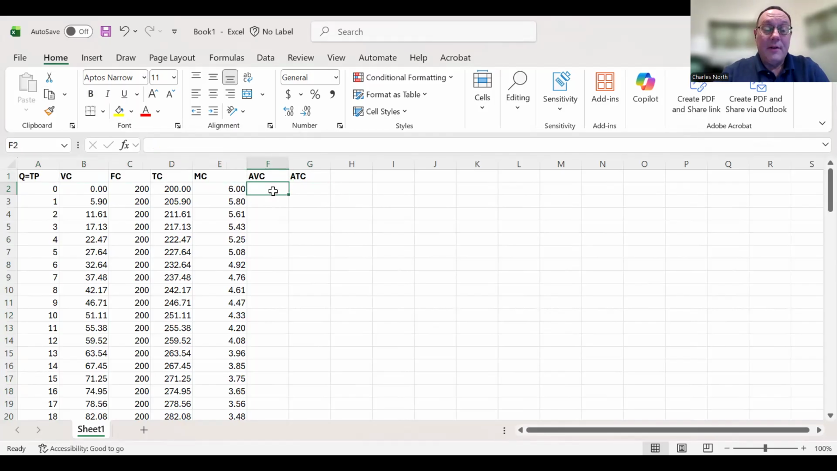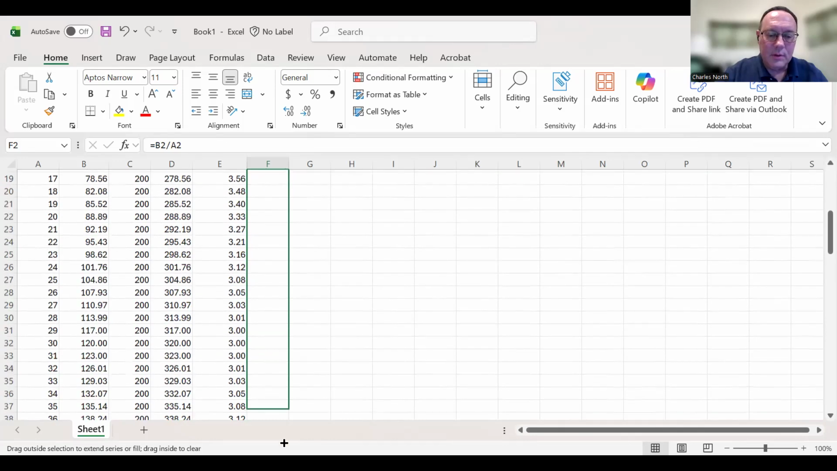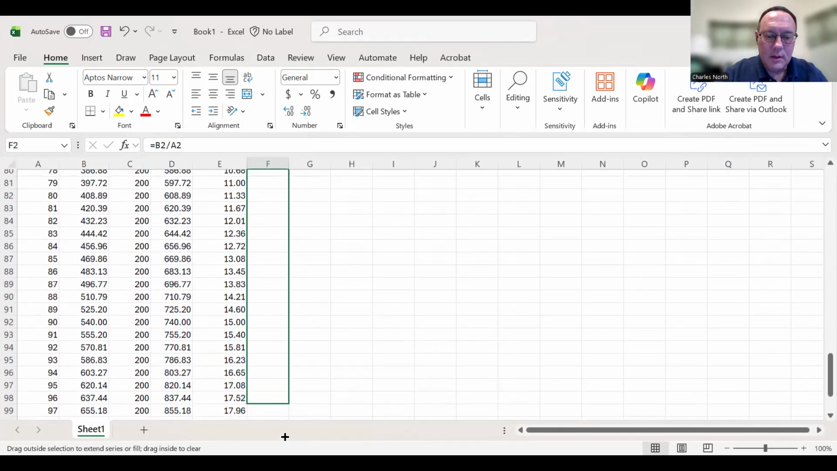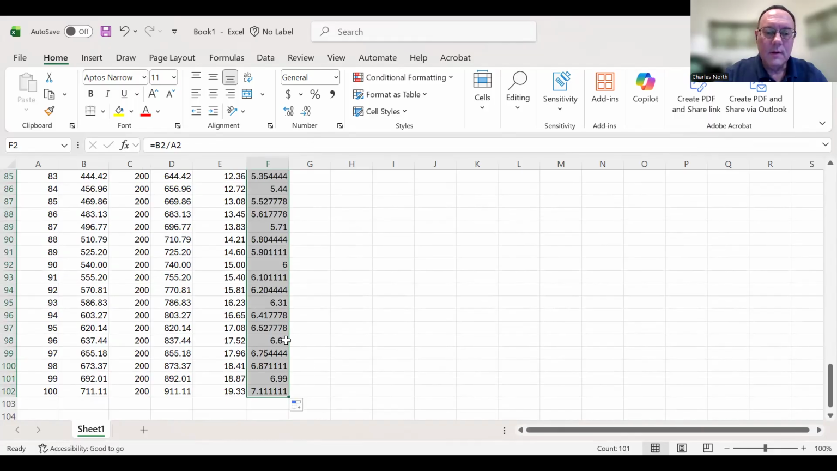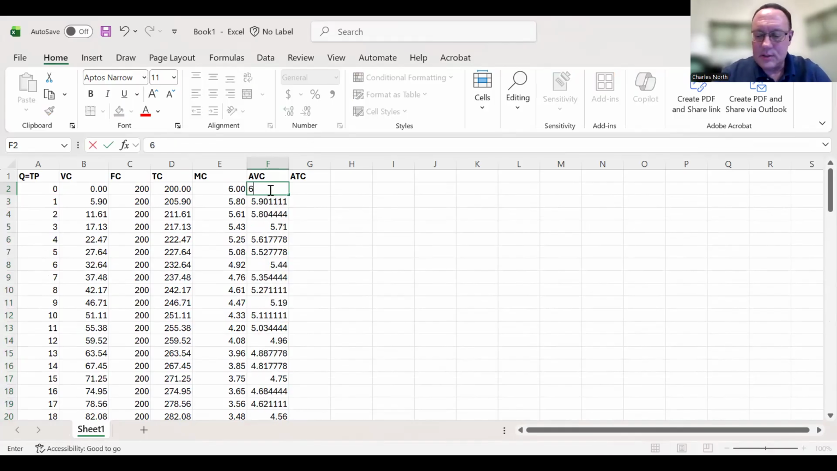For average variable cost, one way to do it is to just take this variable cost measure and divide it by Q. The only problem you're going to get is that it won't work on the first row because you're dividing by 0. But if we go ahead and do that, we can say equals variable cost, which is B2 divided by A2. We're going to get that. If we copy that all the way down, it won't give us an error term the rest of the way. I'm going to replace that just by typing in 6.